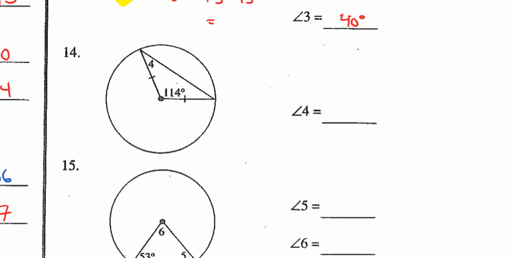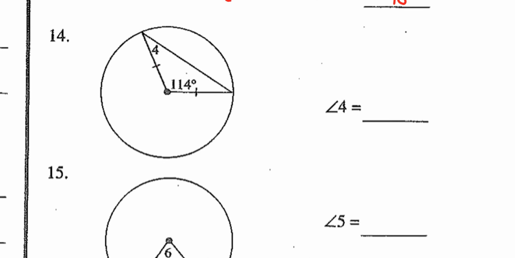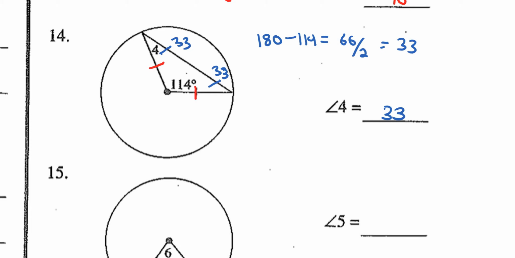Okay, so let's go on to question number 14 here. Question number 14, I do have an isosceles triangle here. So this is more like the problems that we will be seeing in our circle geometry chapter. So for my triangle, we know we have 180 degrees for the total. So let's go ahead and subtract 114 degrees. So 180 minus 114 is going to be 66, and then we divide that by 2. And if I divide that by 2, I should get 33 degrees for my two corner angles there. So angle number 4 is going to be 33 degrees.